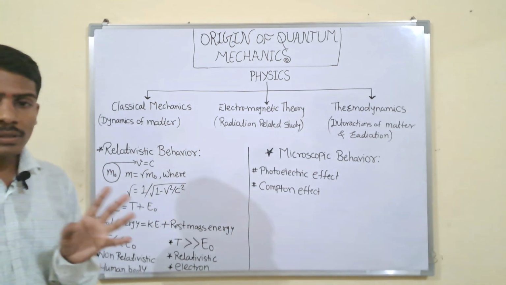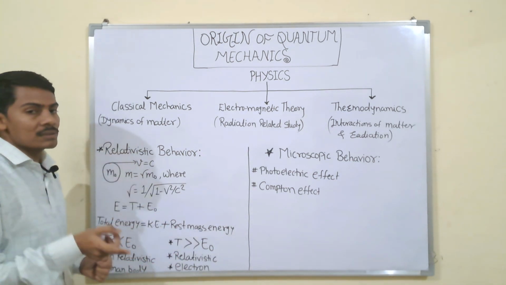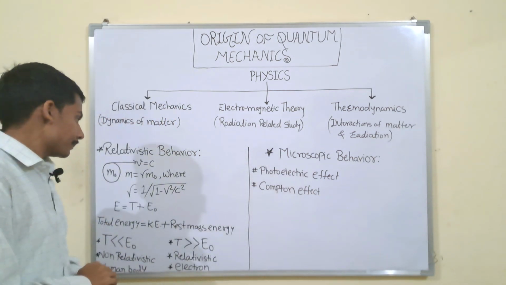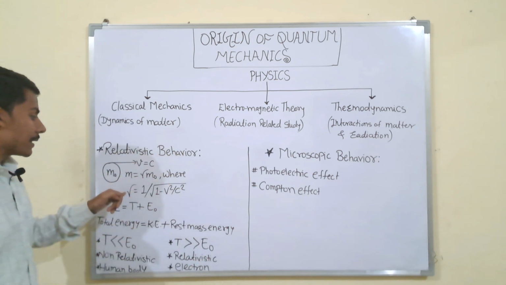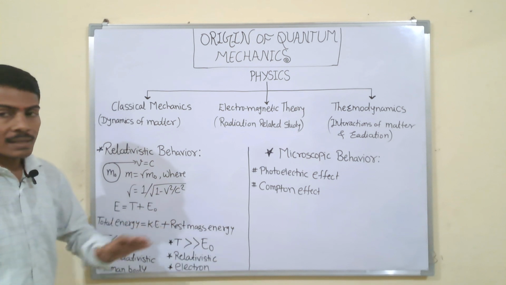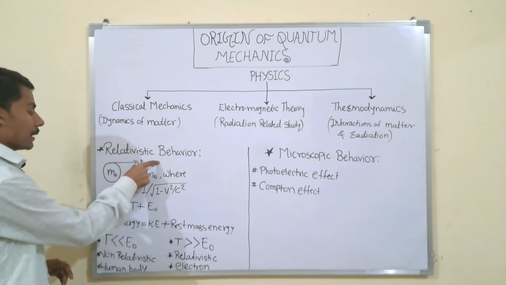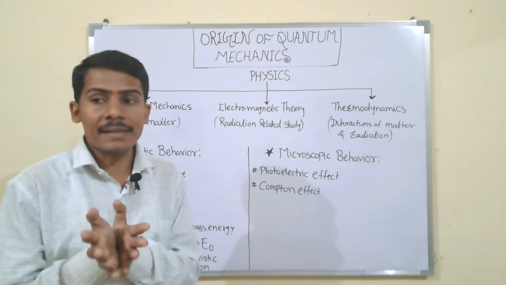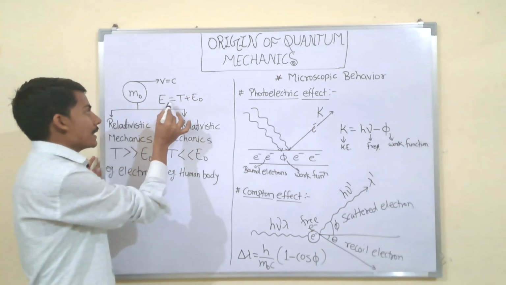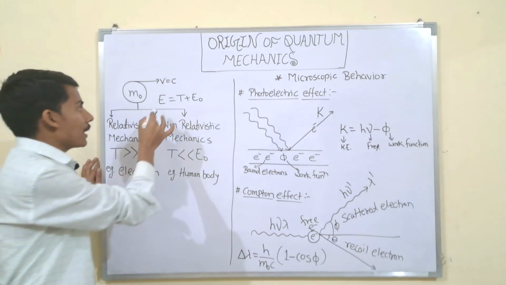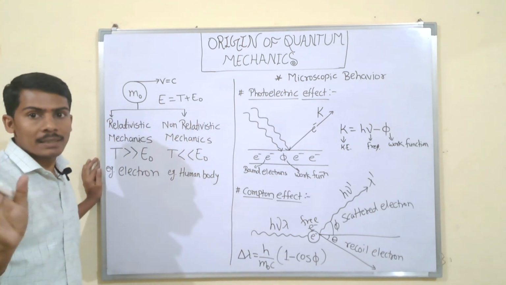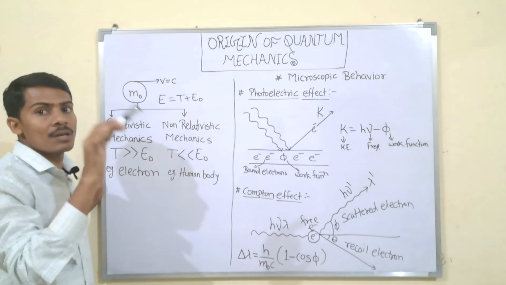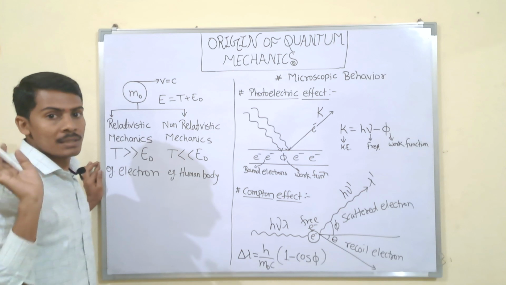Suppose one particle has rest mass m naught and it travels with velocity v, which is equal to the speed of light, c. Then m equals gamma m naught, where gamma equals 1 by under root 1 minus v square by c square. Here the velocity equals the speed of light. We have already seen that total energy E equals T plus E naught, that is the total energy equals kinetic energy plus rest mass energy for relativistic behavior, for a particle m naught which travels with velocity v equal to the speed of light, 3 into 10 to the power 8 meters per second.